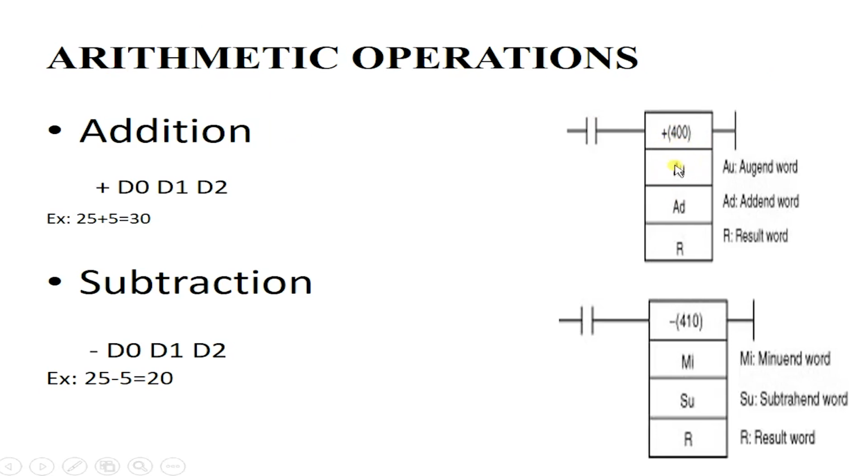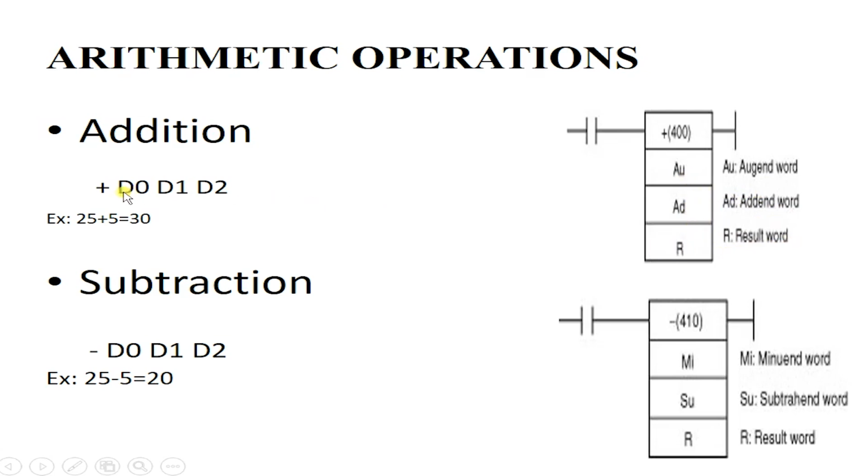Plus is for addition. AU means augend word, AD means addend word, R means result word. So AU will be added to the addend word. AU plus AD will be added and that output will be stored in the result R.